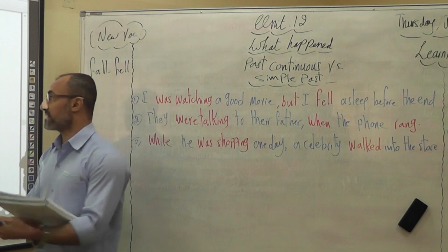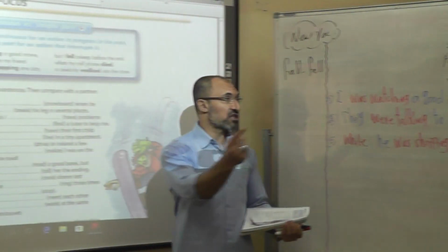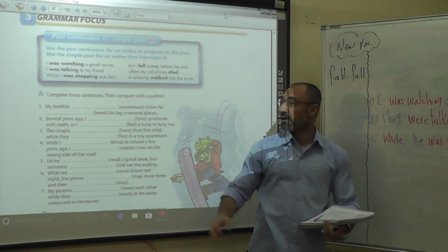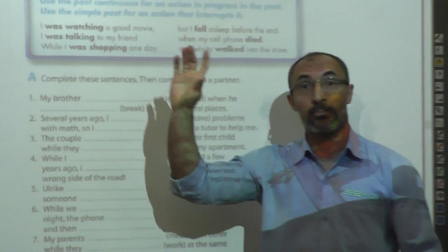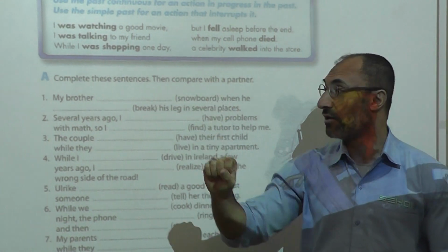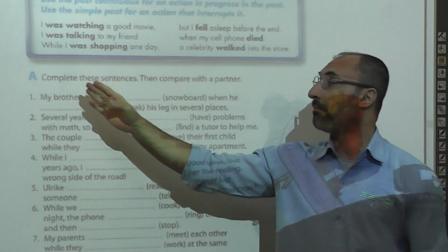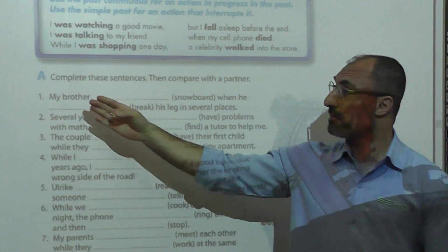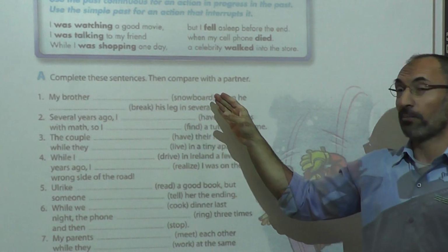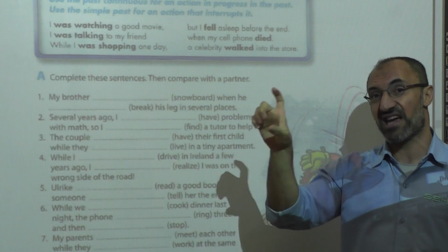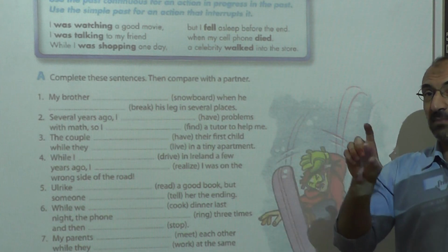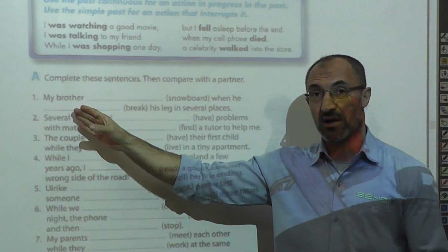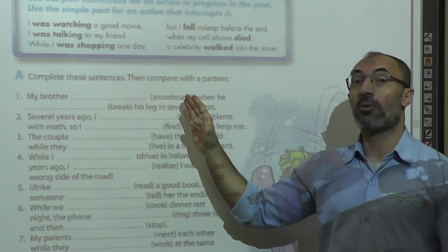Comparing this to the same example that we have here in exercise 2, example 2, when should be preceded by what? Past continuous tense. So, my brother, yes, was. It's just one brother, so my brother was. Then snowboard as a verb should be followed with ing. Why? To make the past continuous verb. So, my brother was snowboarding.